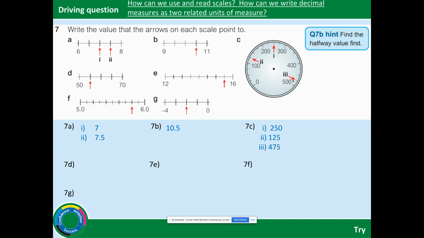Okay, at any point that you need to make some corrections, just press pause and then press play when you're ready. So D, we've got 50 and 70, so halfway between is going to be 60. Halfway between 50 and 60 is 55.